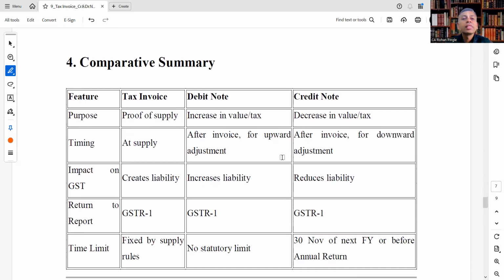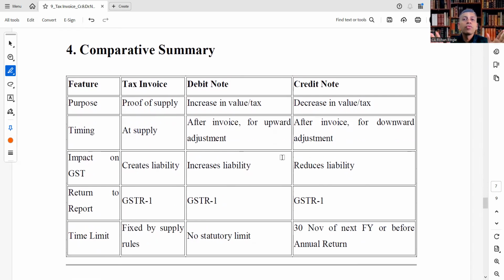Okay, now we will see a comparative summary for all of these three documents we have discussed just now, that is tax invoice, debit note, and credit note. You can take a screenshot of it. Let's see one by one. What is the purpose? The purpose of a tax invoice is proof of supply, the primary document. A debit note is to increase value or tax, and a credit note is to decrease value or tax. So it is clear what the purpose is.